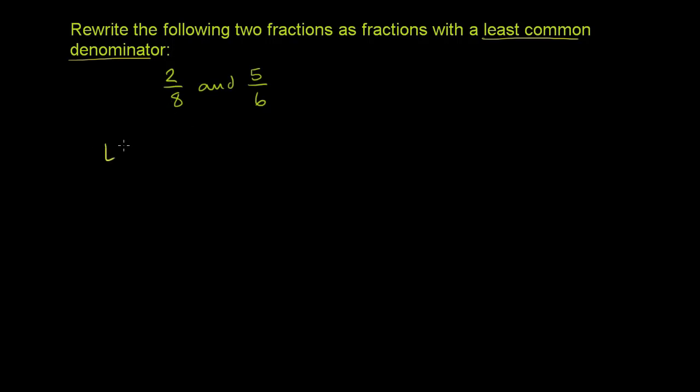So the least common, let me write it out because sometimes LCD could mean other things. So least common denominator of these two things is going to be the same thing as the least common multiple of the two denominators over here. The least common multiple of 8 and 6. And a couple of ways to think about least common multiple. You literally could just take the multiples of 8 and 6 and see what their smallest common multiple is. So let's do it that way first.